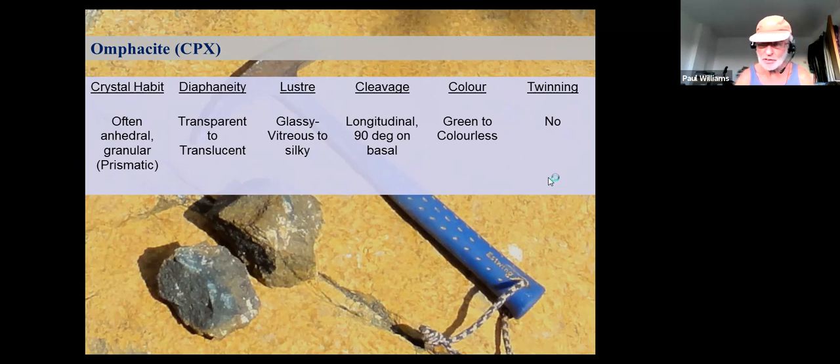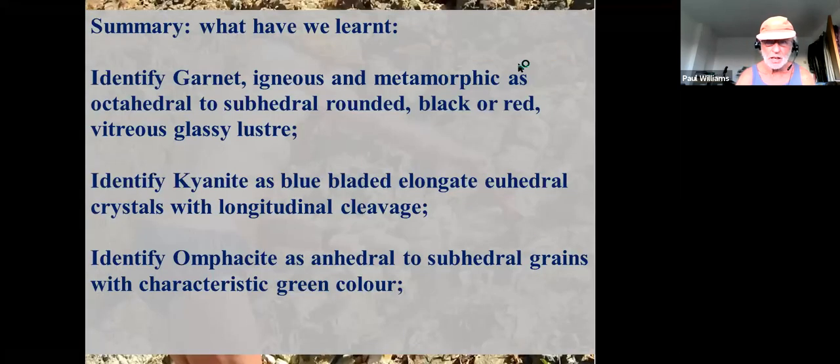Right, where are we? Okay, what have we learned? Hopefully, you've had plenty of opportunity now to identify garnet, both in the igneous form. Remember, you do that by association as well as the color black, but it's that octahedral to subhedral rounded crystal habit. The vitreous glassy luster would be another substantiator for garnet.